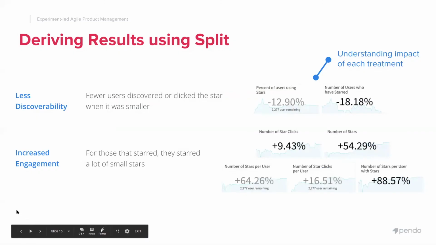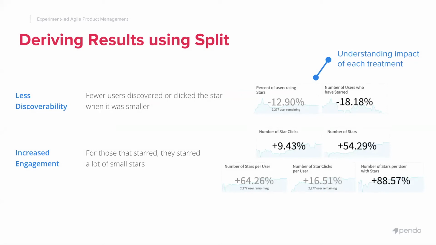From this experiment, you'll see that we were focused on two things. As you may have imagined, on discoverability, the large star won out. So fewer users discovered or clicked the star when it was smaller. The percent of users using stars was 13% lower for the small star versus the large star, and the number of users who have starred was 18% lower. So this kind of plays to the thesis. Bigger star, people will engage with it, they'll see it, they'll discover it.